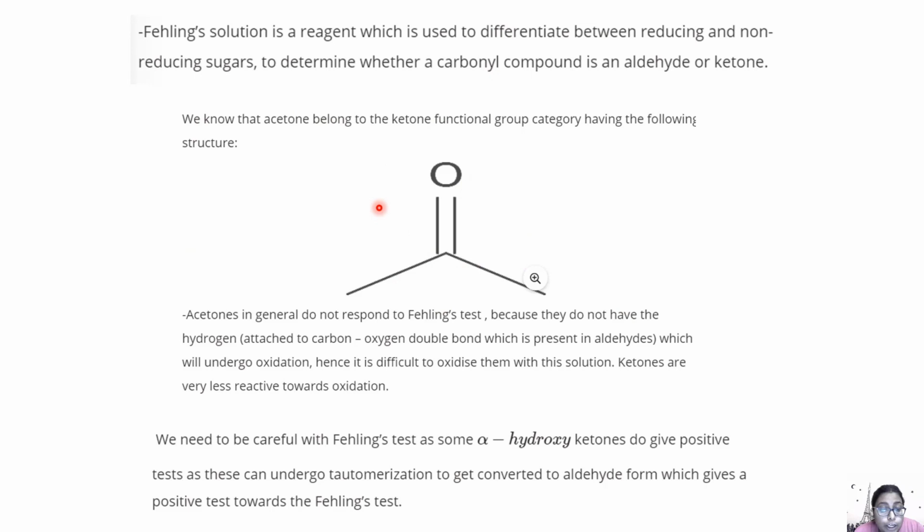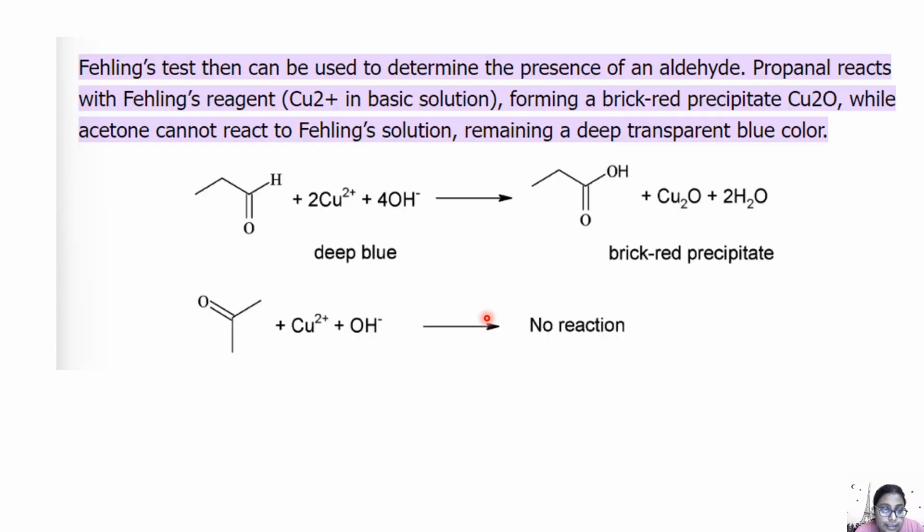However, we need to be careful with Fehling's test as some alpha hydroxy ketones also do give positive tests, as these can undergo tautomerization to get converted to an aldehyde form, which gives a positive test towards the Fehling's test. So basically all the aldehydes should give a positive Fehling's test, but the ketones are very less reactive towards oxidation and they don't really give any positive Fehling's test. So that's why this test is used to determine the presence of an aldehyde also.